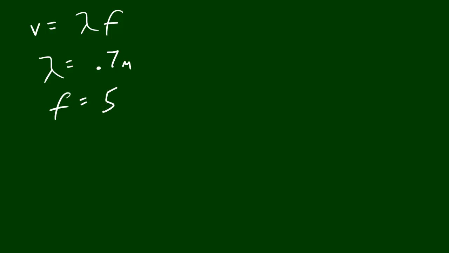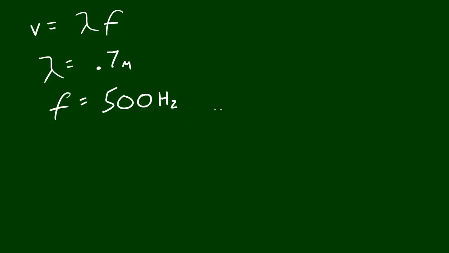So remember the formula, I'll write that again. Velocity of any wave, including the sound wave, is the wavelength multiplied by the frequency of the wave. Now we know that the wavelength of this guitar's sound waves is 0.7 meters, and the frequency, I think we said, is 500 hertz.